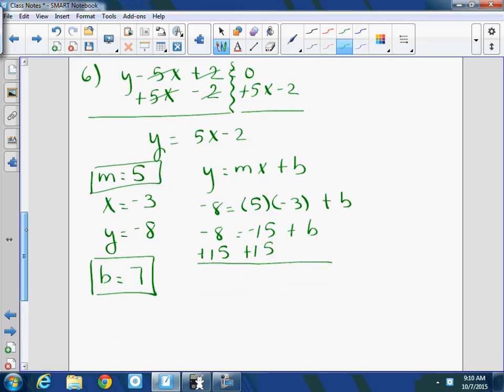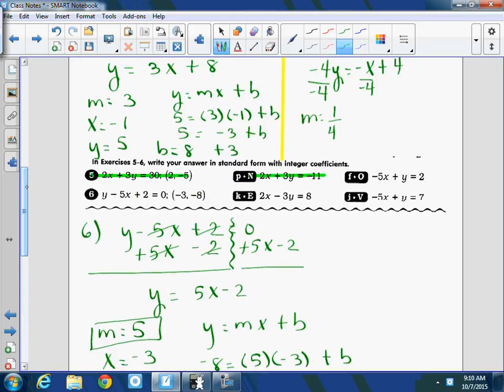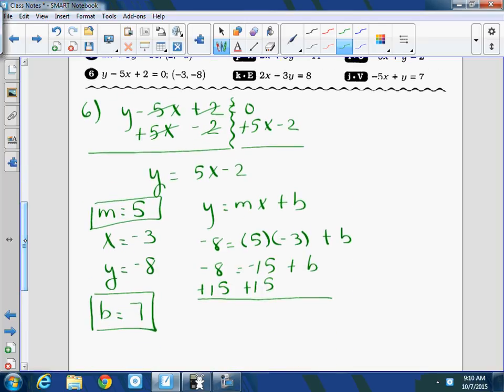But I want it in what form? Standard form. So what do I have to do now, Jose? Plug it in again on y equals mx plus b. Very good. And then put the x's and the y's on the same side. So I'm gonna do it over here. y equals mx plus b. Let's plug in. y equals 5x plus 7. And then all I gotta say is minus 5x.